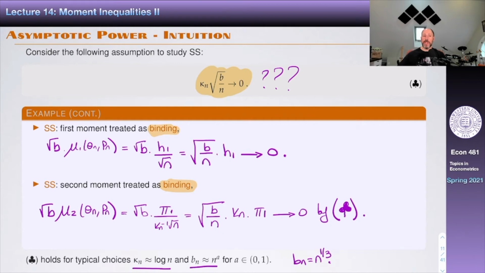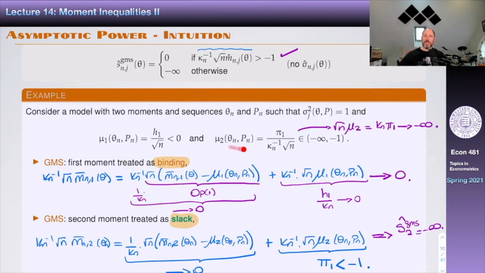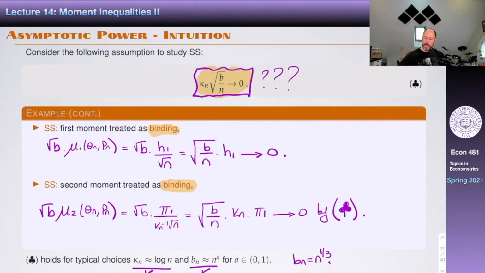Okay, so if you now think about this rate for subsampling and this type of rates for selection mechanisms, then this condition at the top holds. And it follows that GMS is better at detecting whether things are binding or not. Because, quote unquote, when you have this type of sequences that go to zero, but not so fast, GMS realizes that they're far from zero and will treat them as slack. Whereas subsampling is just going to say, oh, they're going to zero, I want to treat them as binding.